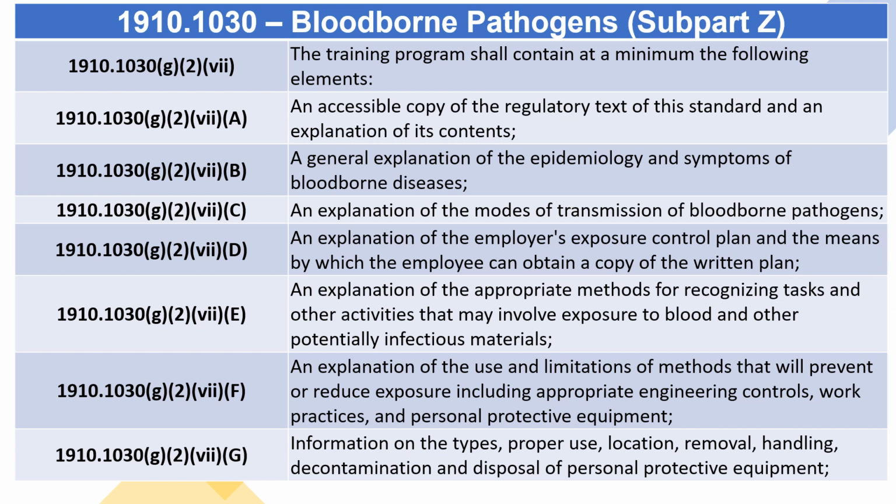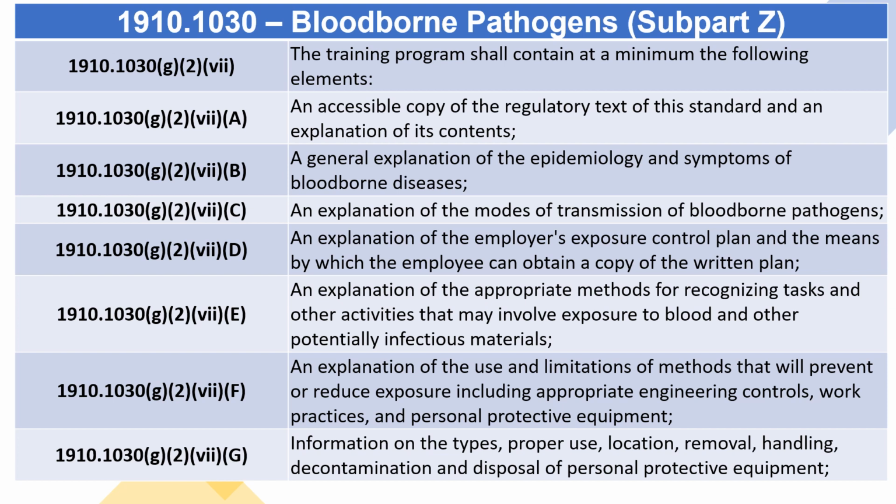1910.1030 G2 7. The training program shall contain at a minimum the following elements. 1910.1030 G2 7 A through N. An accessible copy of the regulatory text of this standard and an explanation of its contents. A general explanation of the epidemiology and symptoms of bloodborne diseases. An explanation of the modes of transmission of bloodborne pathogens. An explanation of the employer's exposure control plan and the means by which the employee can obtain a copy of the written plan. An explanation of the appropriate methods for recognizing tasks and other activities that may involve exposure to blood and other potentially infectious materials.